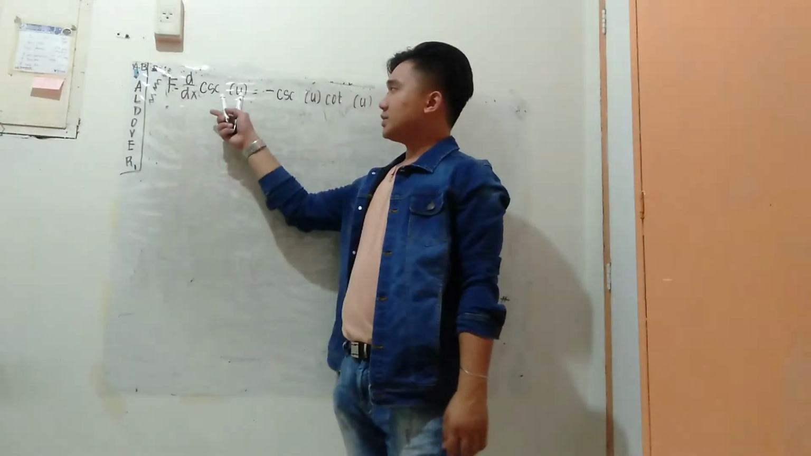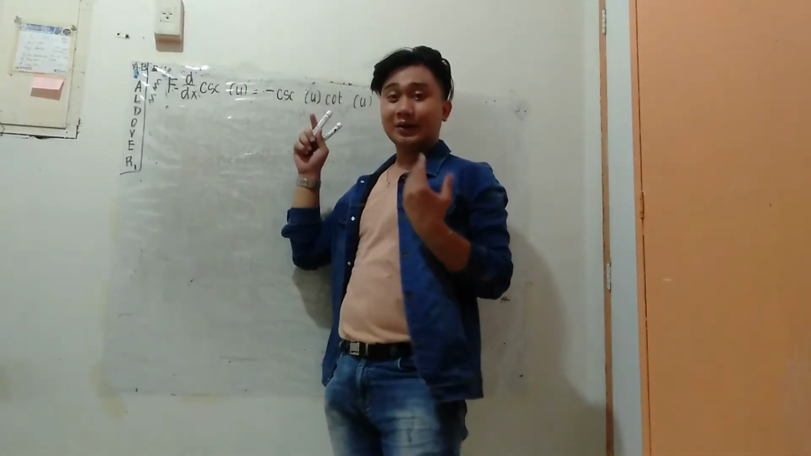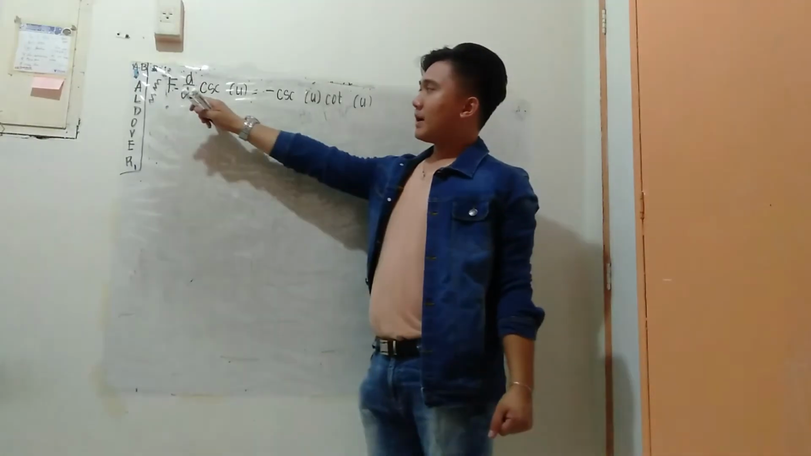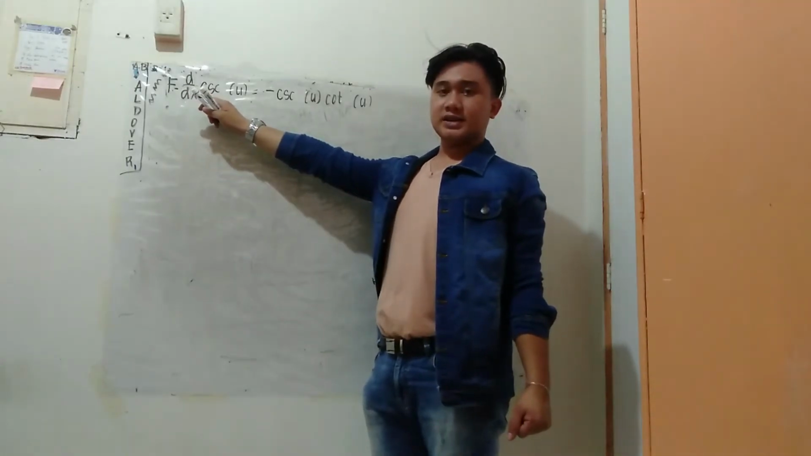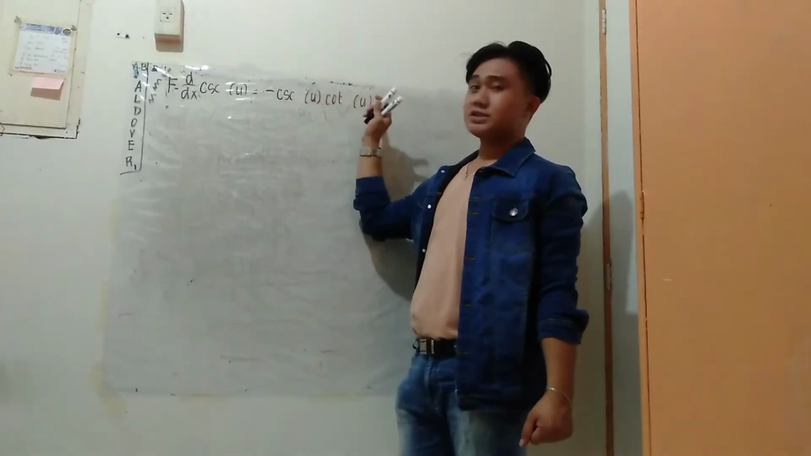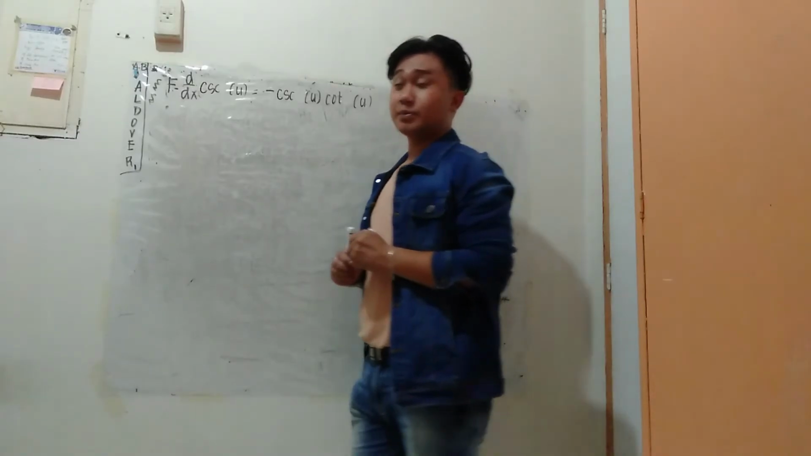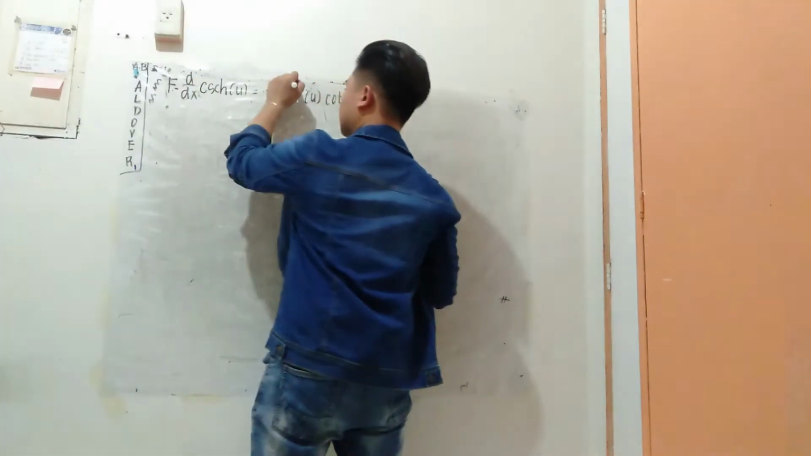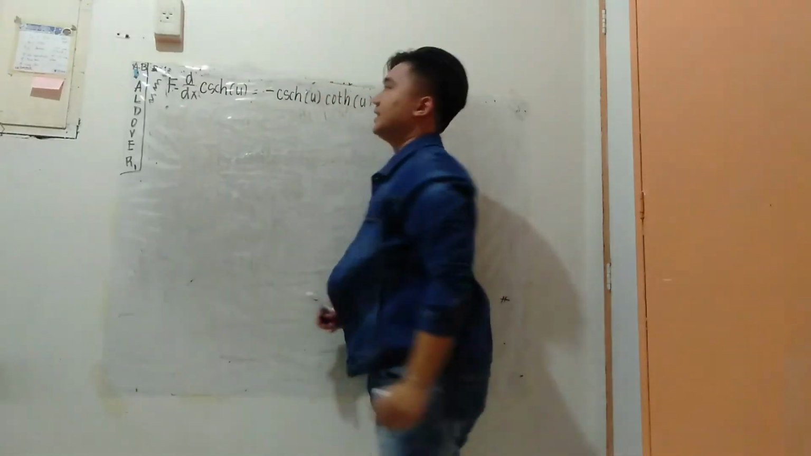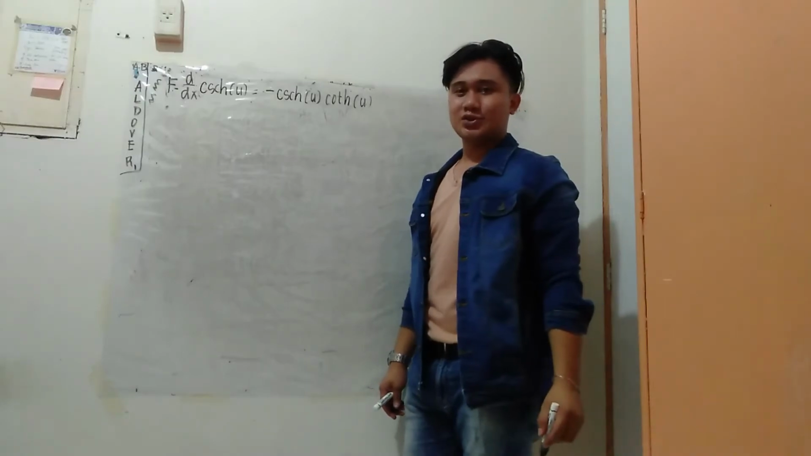We are now down to the last formula. This time, it is for the cosecant, hyperbolic cosecant. So, balik lang ulit tayo sa trigonometric. Kapag i-differentiate mo ang cosecant u, that is negative cosecant u cotangent u. So, kapag hyperbolic, anong meron? May letter h lang po. And yan na yung last formula natin for hyperbolic functions.